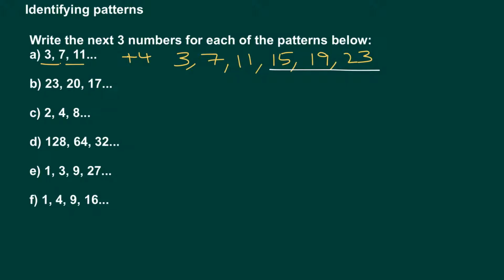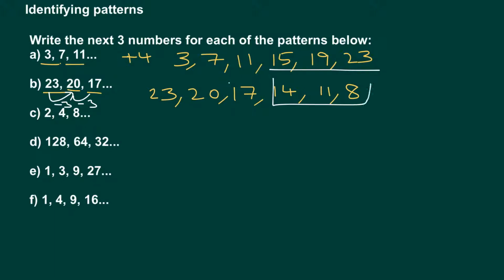Let's have a look at part B. We have 23, 20, and then 17. So again, if you notice, the numbers are simply decreasing this time by 3. So we have 23, 20, 17, and it's going down by 3 each time. So 17 minus 3 is 14. 14 minus 3 is 11. 11 minus 3 is 8. So our next 3 numbers in the pattern are 14, 11, and 8.